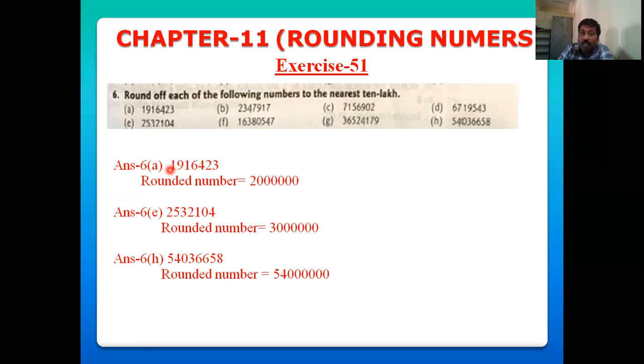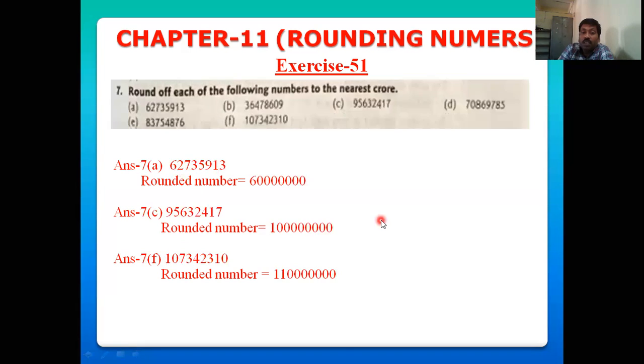It means in the 10 lakh place digit, it makes 2. 1 plus 1 is equal to 2. And now count the number of digits after this: 1, 2, 3, 4, 5, and 6. Now insert 6 zeros after 2. Okay. So in the same way we can solve question number 6E and 6H.